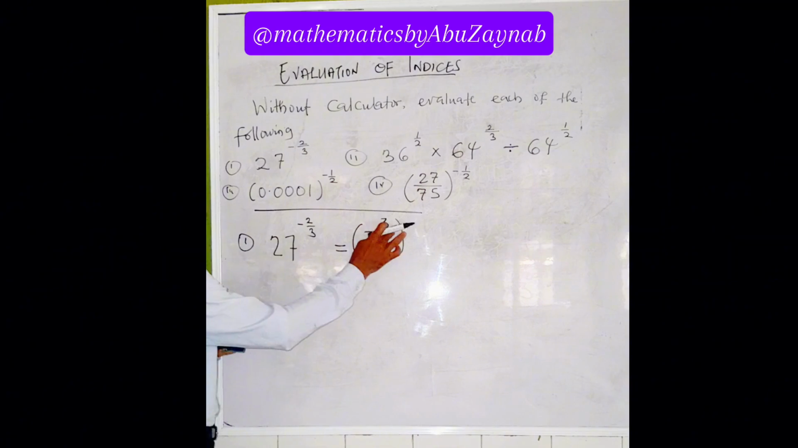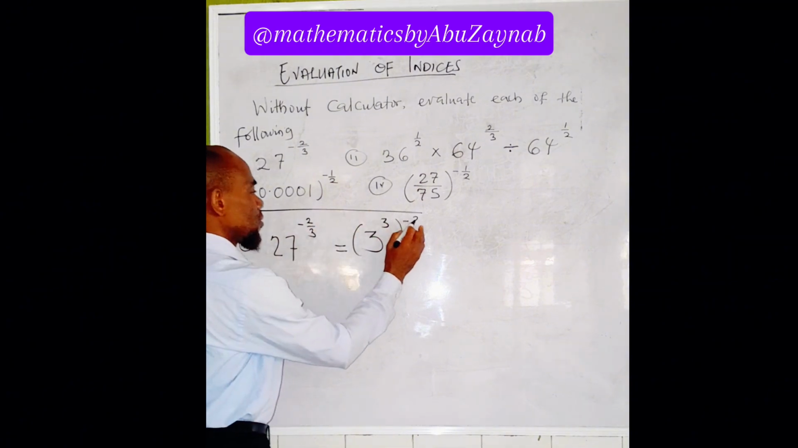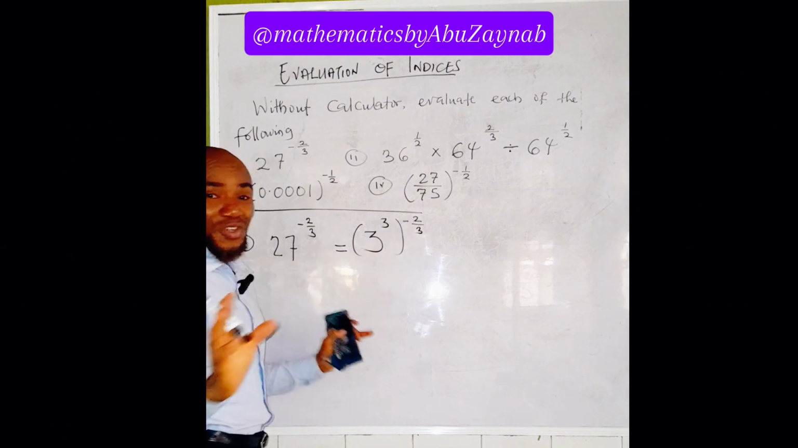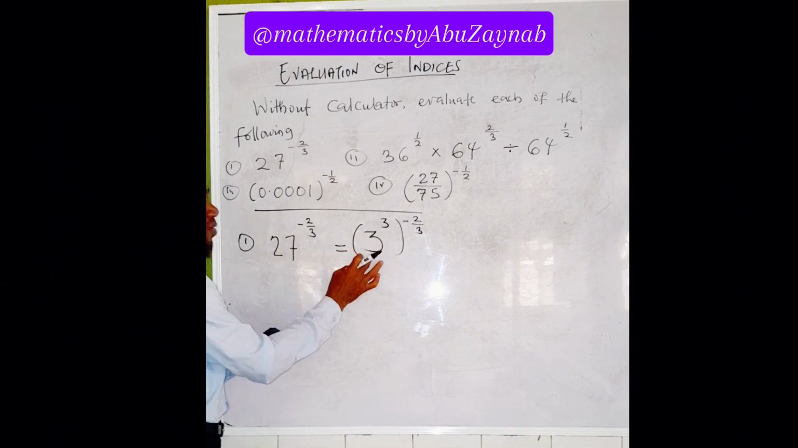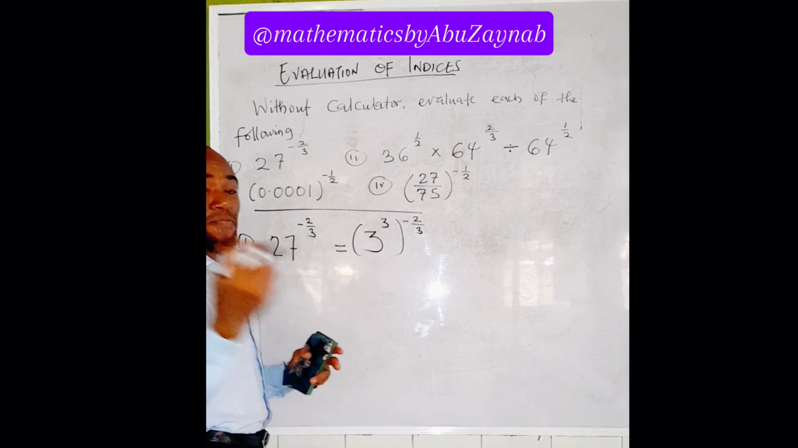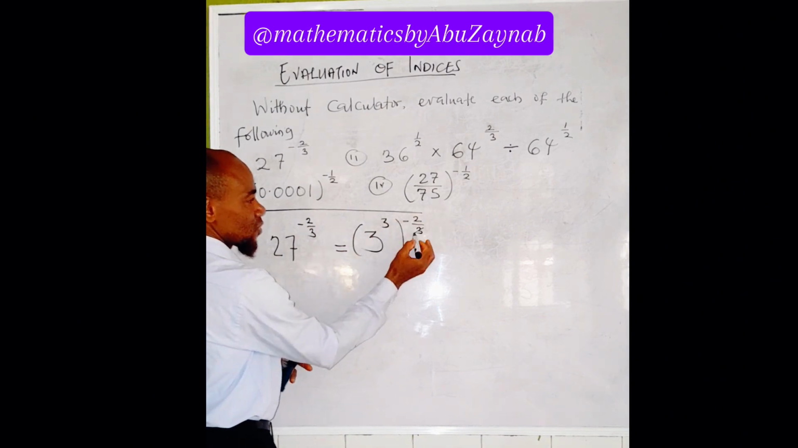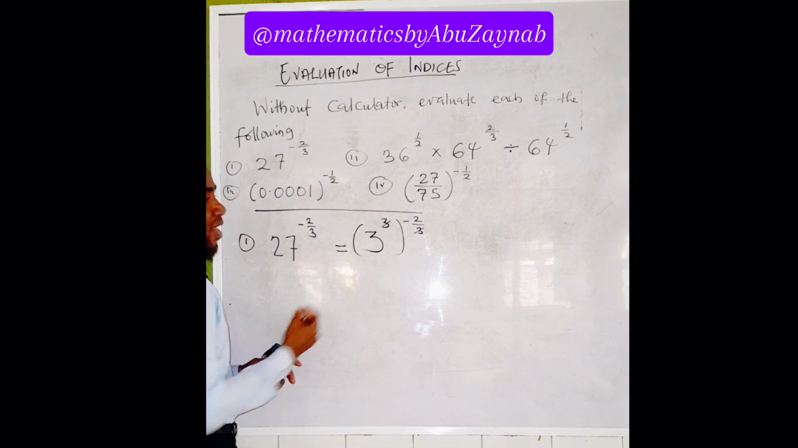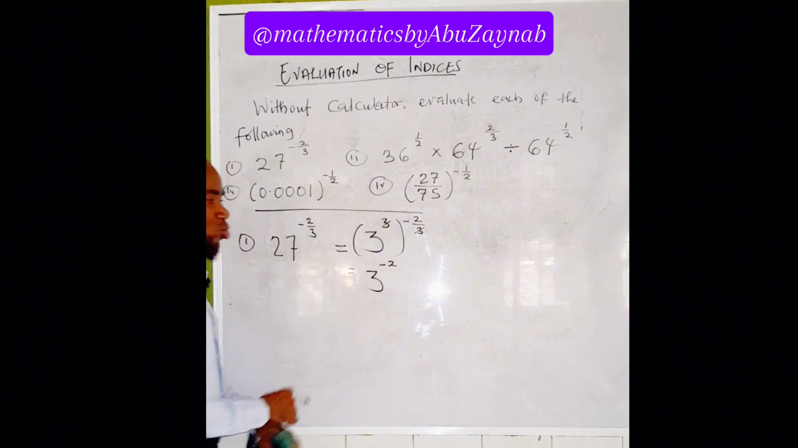What informs this 3? Again, the denominator here. Hence, we have minus 2 over 3. So I have not changed the question in any form whatsoever. I'm simply writing this 27 as 3 to the power of 3. So by the law of indices from our previous lessons, we multiply this 3 with minus 2 over 3. This 3 cancels this 3. Hence, we are left with 3 to the power of minus 2, which is actually acceptable as an answer.